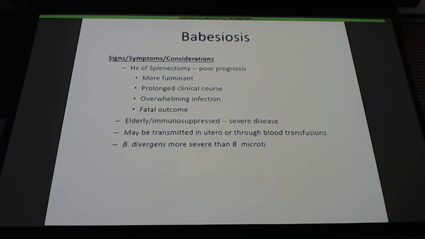Older folks and immunocompromised folks have a worse outcome. And there it tells you it may be transmitted in utero or through blood transfusions, so the mother may spread this to the baby. And there are two different kinds. You have B. divergens, more severe than B. microti. The divergens is usually found over in Europe, and the microti is usually found more so in the U.S.